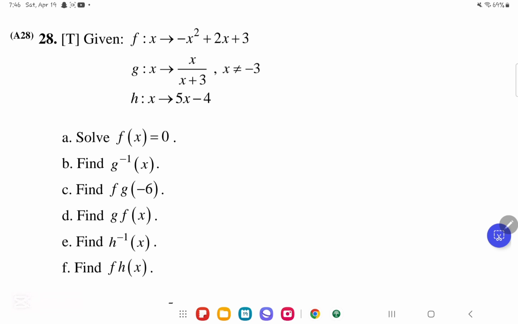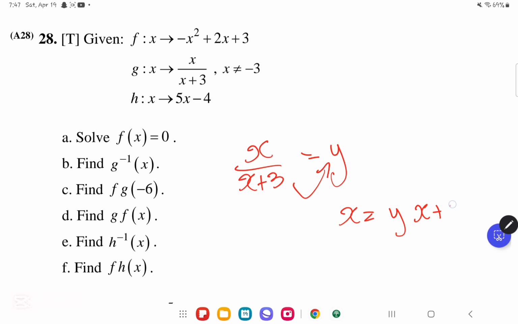In part B, they said find the g inverse of x. Very simply, to find g inverse, we're going to take x over x plus 3 equals y, and then we're going to multiply. So it's going to be x is equal to y times x plus 3.